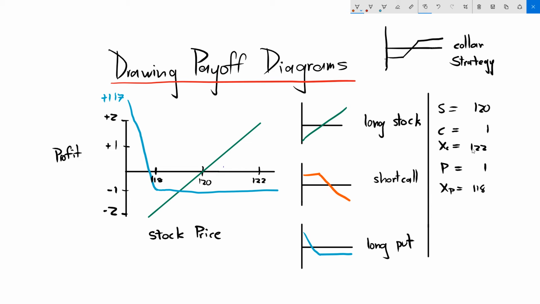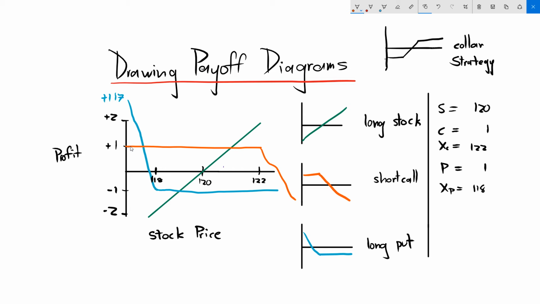Because we're going to be losing money, because they're going to exercise, and we're not going to be making money off that. So we start at 1, and since it's not going to be exercised until it gets to 122, at which point it gets exercised, we start to lose profit. Okay, so we've drawn the short call, we've drawn the long put.